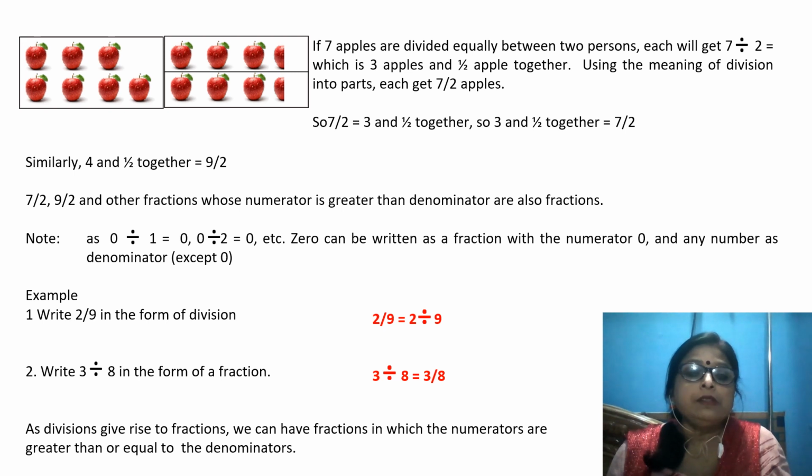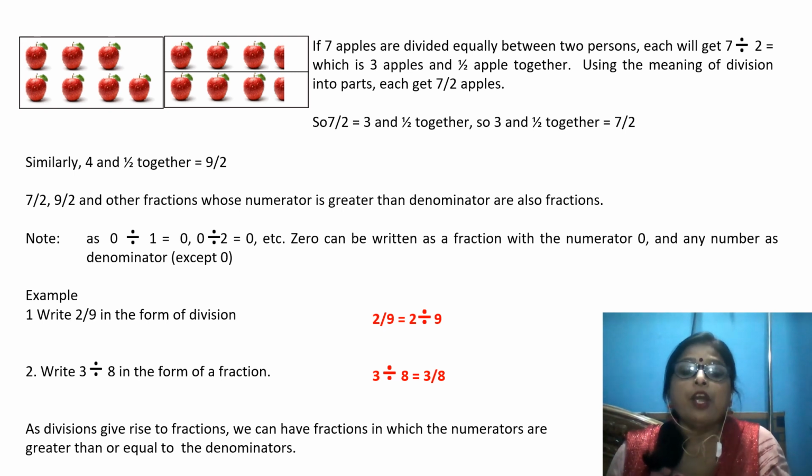For example, write 2 by 9 in the form of division. So 2 by 9 is equal to 2 divided by 9. This is the division form of a fraction. Again, you have to write 3 divided by 8 in the form of a fraction. So 3 divided by 8 is equal to 3 by 8.